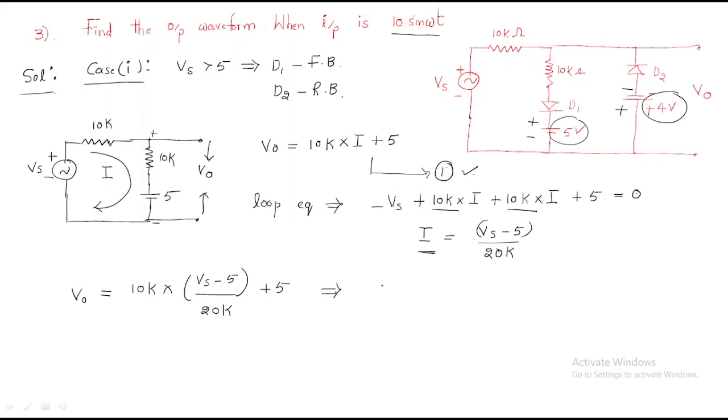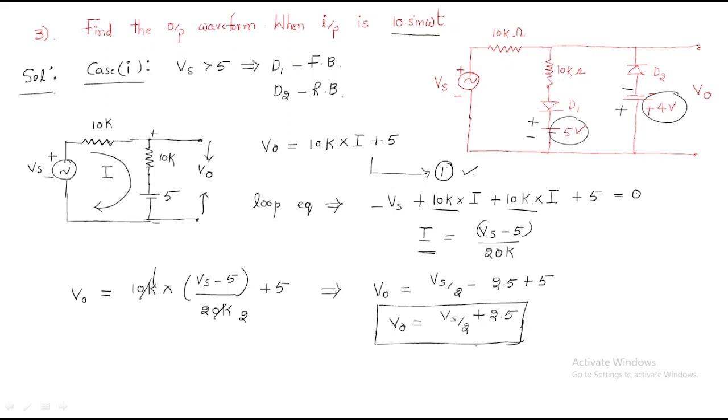So by substituting this we will directly get V0 equal to Vs by 2 minus 2.5 plus 5. By using that we find the V0 value, that is Vs by 2 plus 2.5. So this is the relation between output and input when D1 is forward biased.